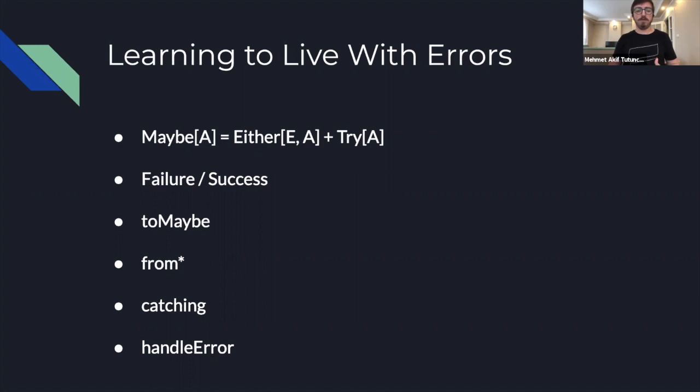So it has two subtypes, two possible values. It can either be a failure which can contain an E, or it can be a success which can hold our value of type A. So there are many methods you can use to construct and work with this Maybe type. The toMaybe converts values or E's to Maybe. From can construct a Maybe from various types. Catching is another method. It helps with the exceptions part of error handling. That's how I said it's similar to Try. And there are handleError methods, which all will look really familiar if you are familiar with Scala.